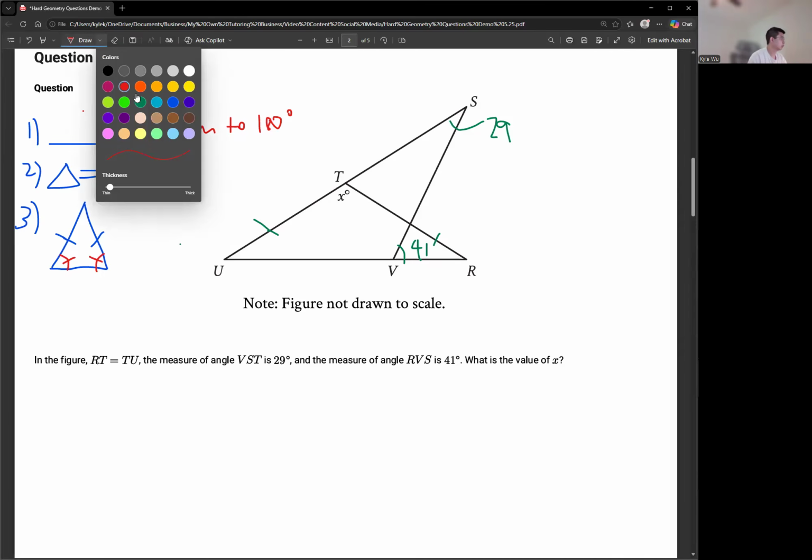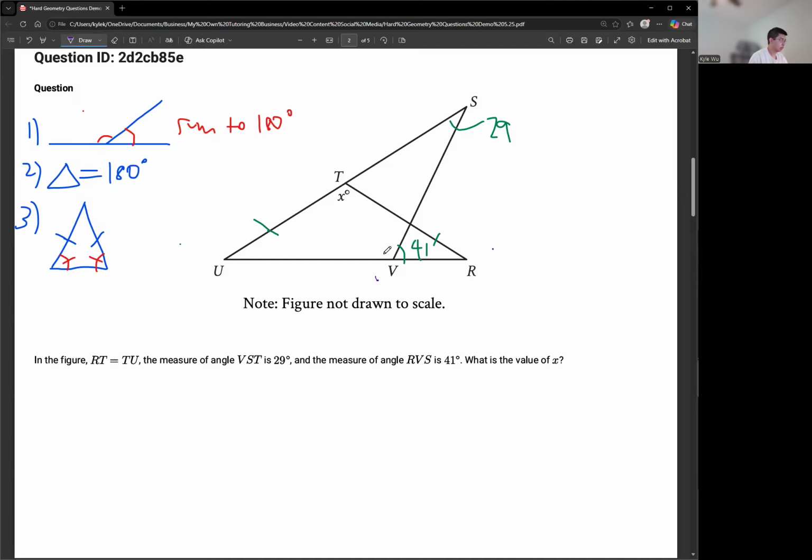The first, most obvious angle that we can find right now is this one right here, because it's right next to the 41 degrees. We know that two angles next to each other like that have to add up to 180. So we know that this angle is 139 degrees. That's number one. Now, take a look at this triangle right here.